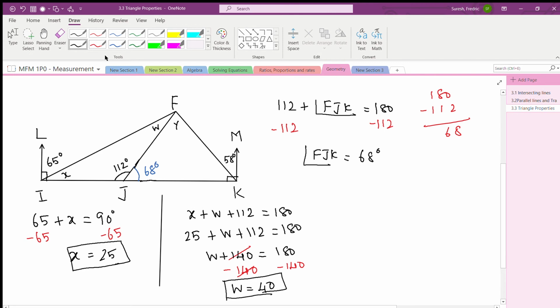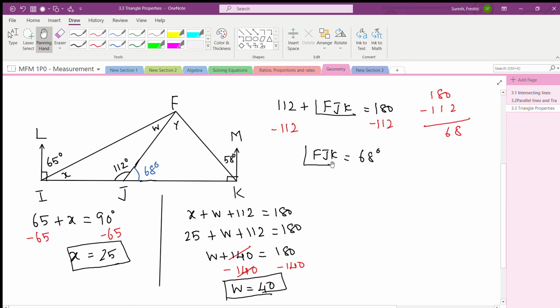Don't get confused or too hung up on using three letters. The reason why we use three letters instead of one letter is because at this position J, there are two angles. So because there are two angles, we like to distinguish one from the other. The only way we can do that is to use three letters: the start where the angle starts, F, the middle where the angle is, J, and where the angle ends, K. So that refers to 68.